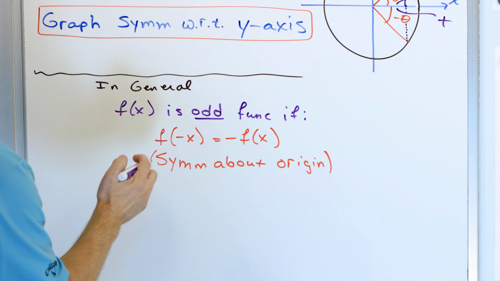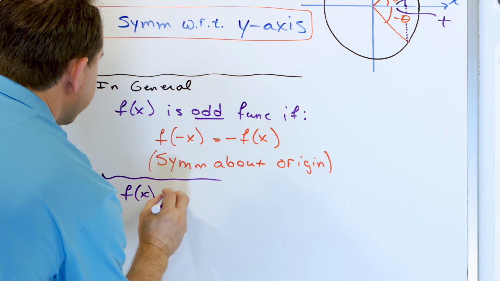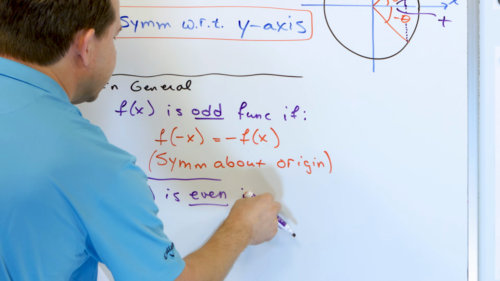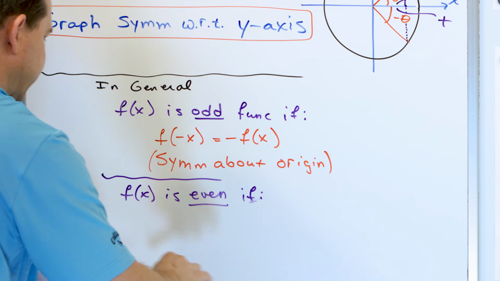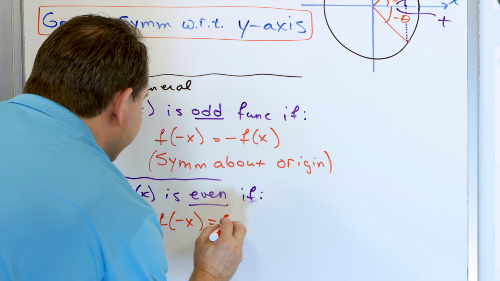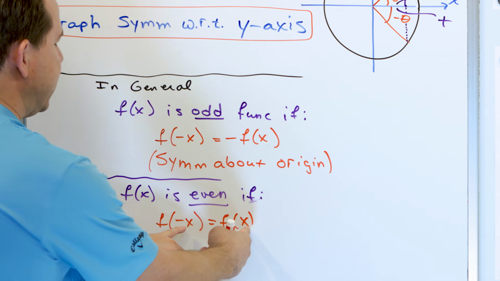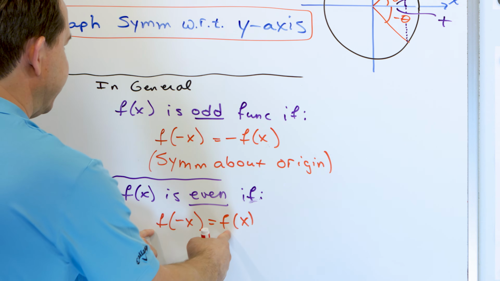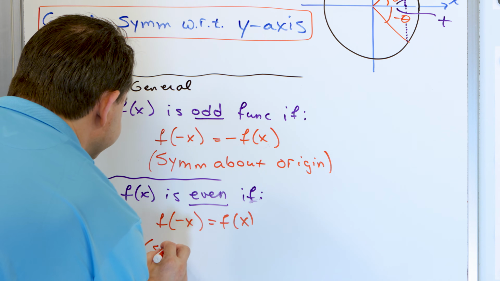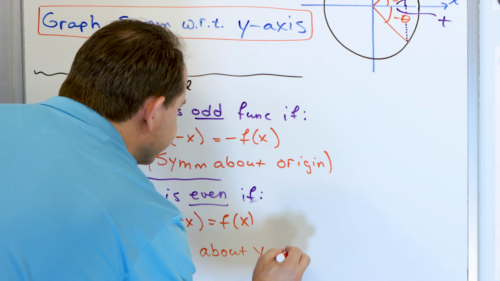All right? And then similarly, we can write down the general definition of what an even function is. F of x is even if, what do you think we're going to write? We take and evaluate the function at negative x, and we get exactly the same answer as if we evaluated at positive x. So we take two values, one like a positive 6 on the right and one negative 6 on the left, and we put them both into f of x, and we get exactly the same answer back. So we say this is symmetric about the y-axis.